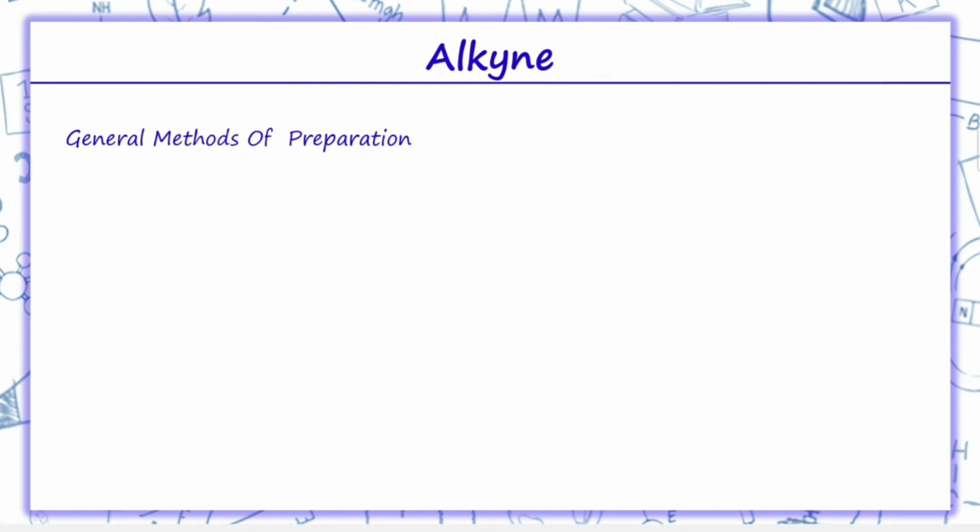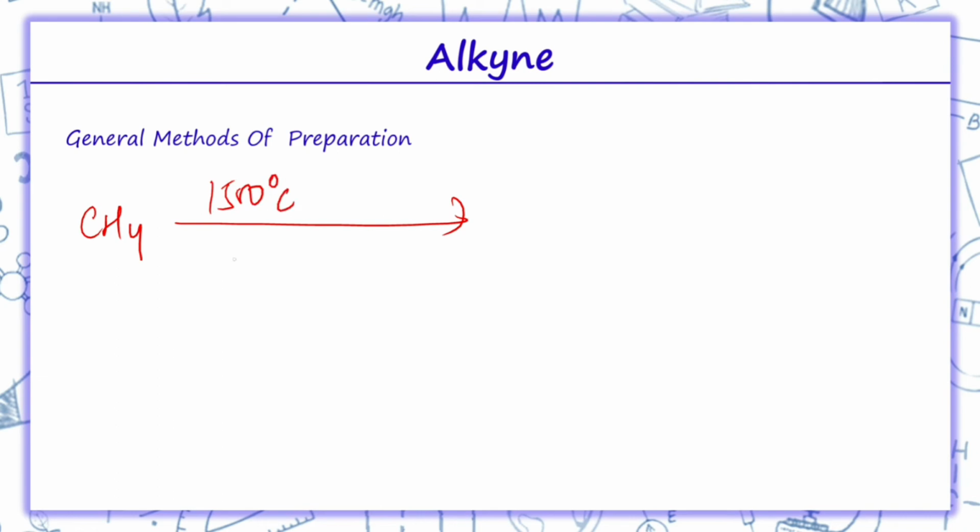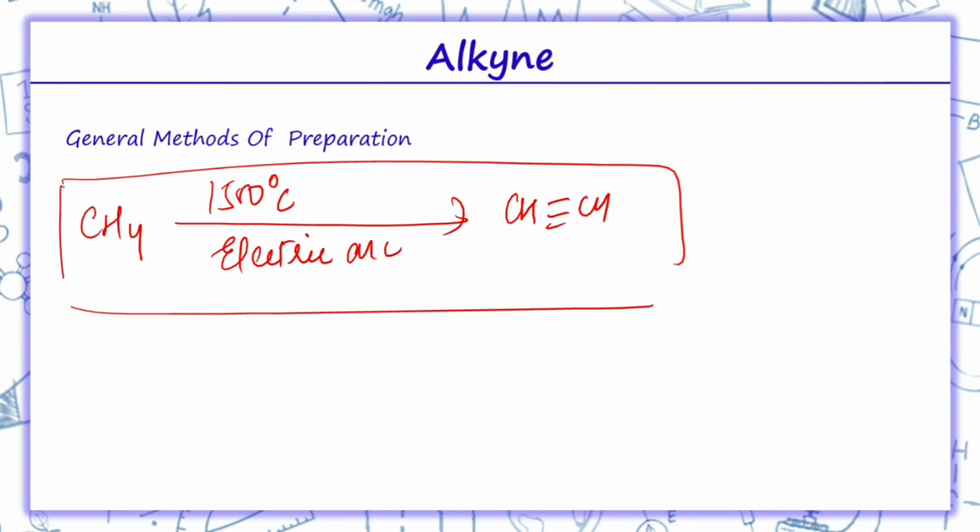General method of preparation of alkynes. Here we take methane. Methane on thermal decomposition at around 1500 degrees Celsius in an electric arc gives ethyne. The same reaction we studied in the chemical properties of alkanes, which was pyrolysis. It is known as pyrolysis because this reaction takes place at high temperature, and at high temperature the decomposition takes place.